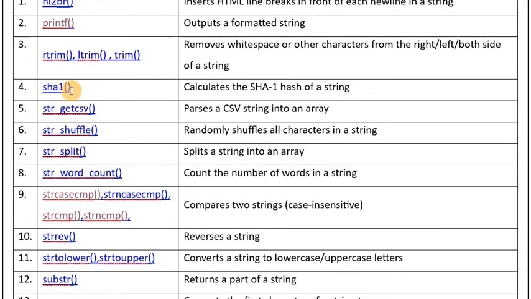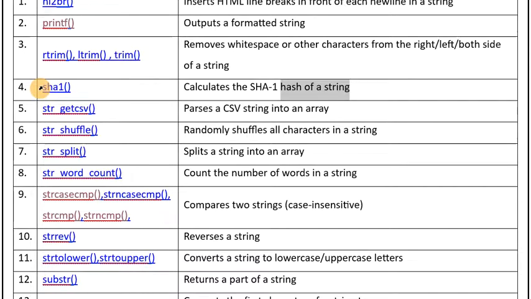In the same way, let's see the next function, that is SHA1. The SHA1 function is used for generating a hash string. A hash string is basically used when we want to encrypt any given value and store it in a database so that others cannot understand what the value is. So for that we can use SHA1. In the same way, we have already used the crypt function and MD5 also.